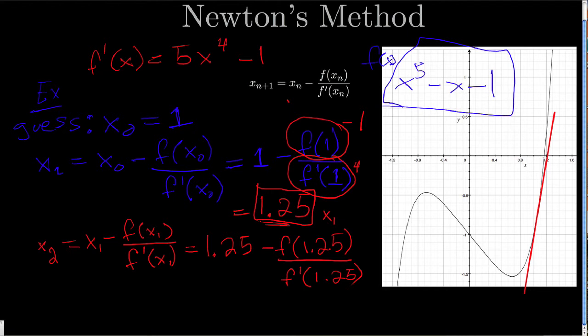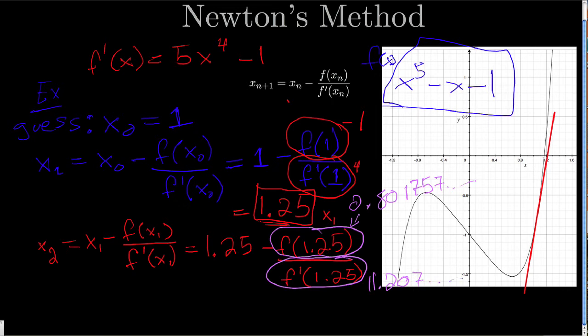And so what we get is, okay, when we plug this guy in, we get 0.801757, a whole bunch of stuff. And when we plug 1.25 into the derivative, we get 11.207, a bunch of stuff. And so for x sub 2, we get 1.178. I'm just going to round it to 3 decimal places.